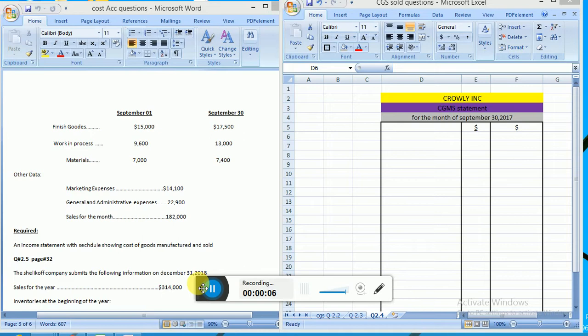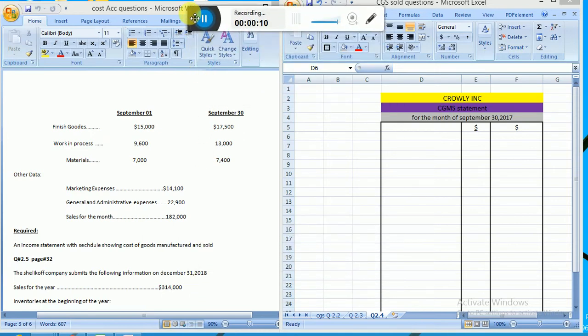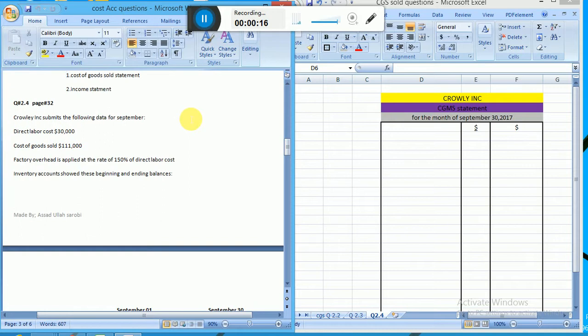Today we will solve question number 2.4 on page number 32 in your book, the cost of goods manufactured and sold statement as well as the income statement. First we will read the question, after that we will move towards the solution of this question.